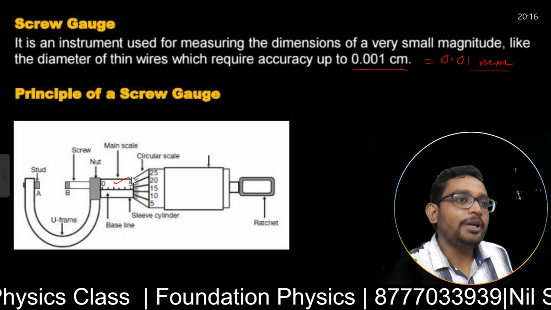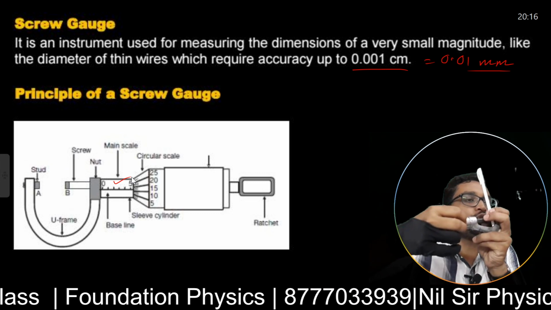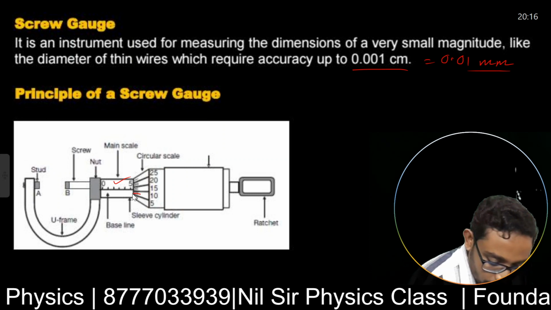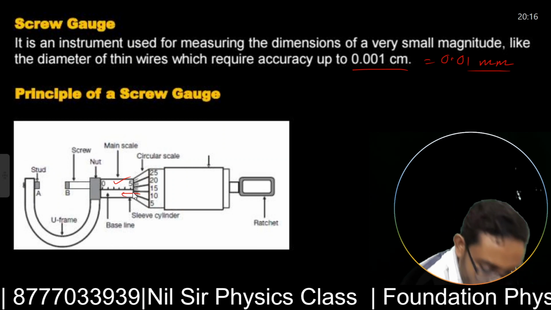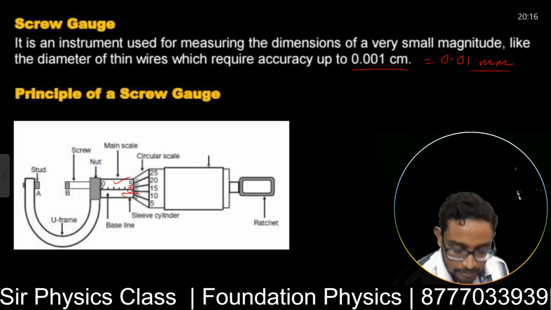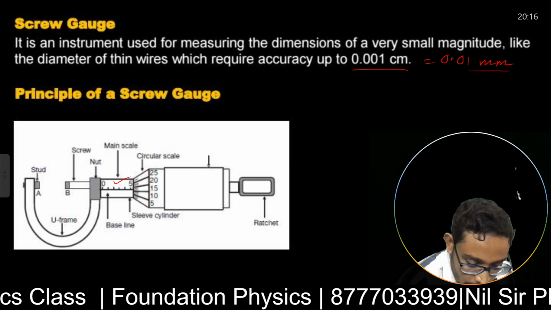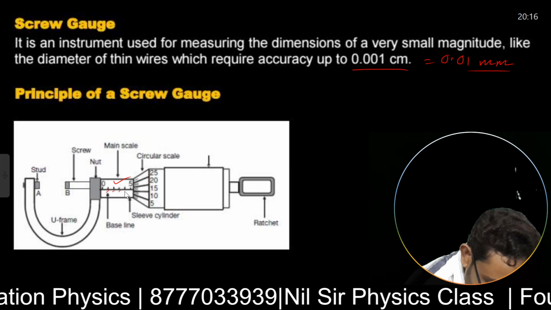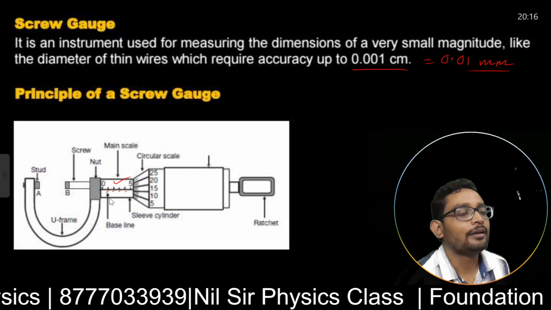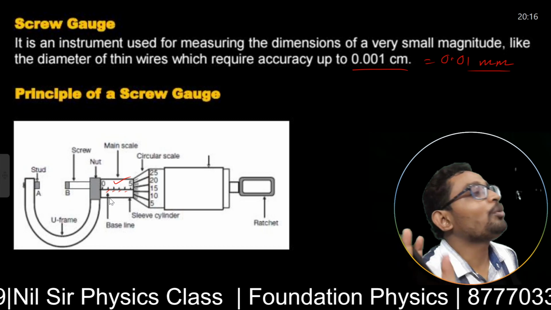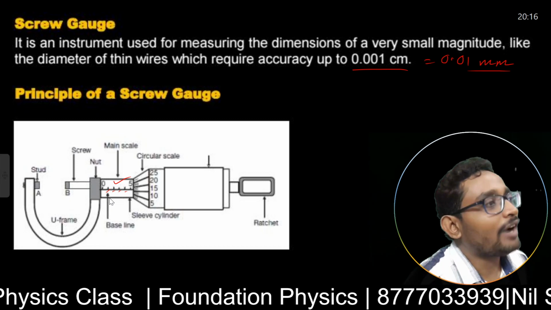The rest part will be inside this one. When you rotate this one, it will move in this direction. Now in this case, you can see this division only, right? You can observe this. So this is 1, 2, 3, 4, 5, and after that 6 is not observable. So your main scale reading will be 5.